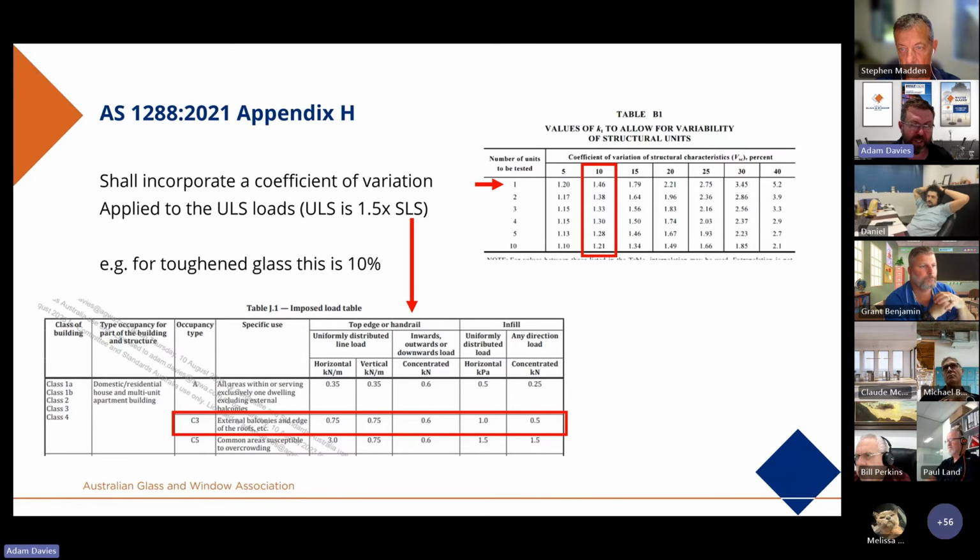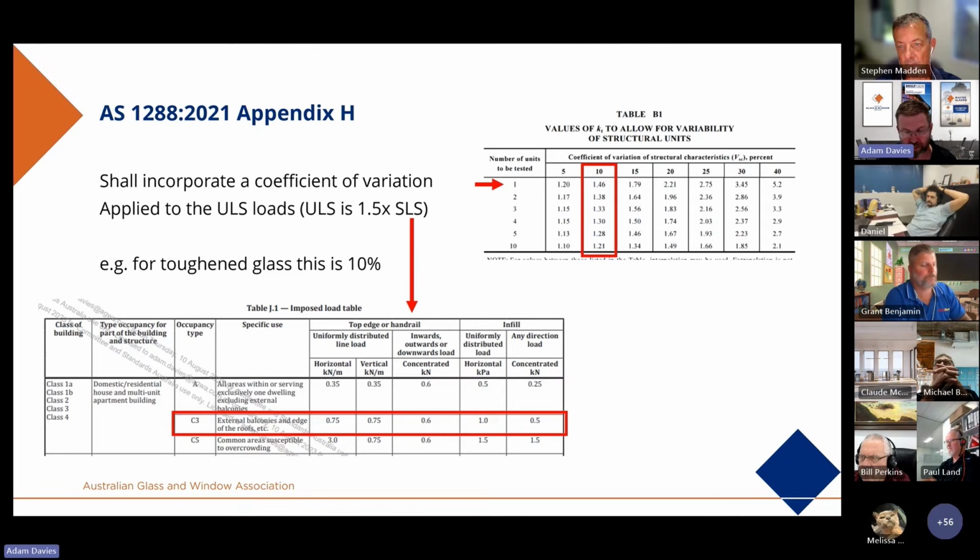We can see that there is a resultant KT factor. Now, the KT factor depends on the number of samples that are tested. So in the case of only doing one sample setup, that would be a sample size of 1, and the relevant KT factor for a 10% coefficient of variation is 1.46. So in this case, we would take our SLS load, multiply it by the 1.5 to bring it up to the ULS, and then multiply it by an additional 1.46 to account for the coefficient of variation requirement.